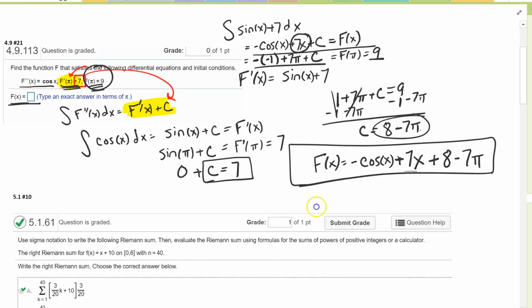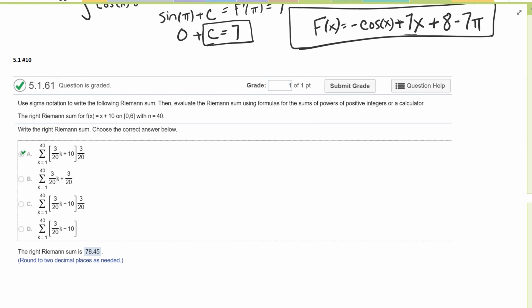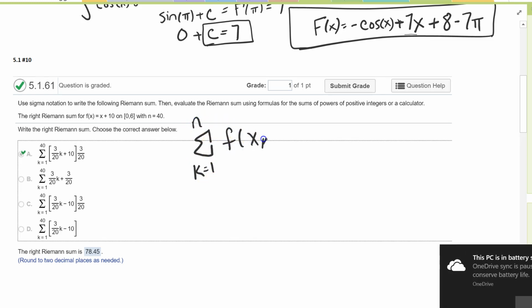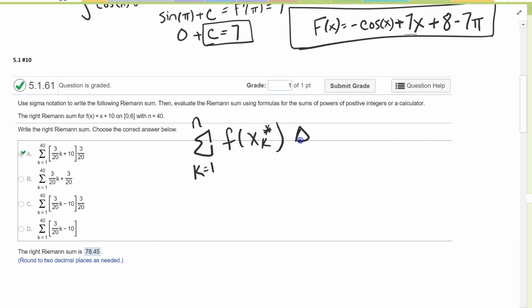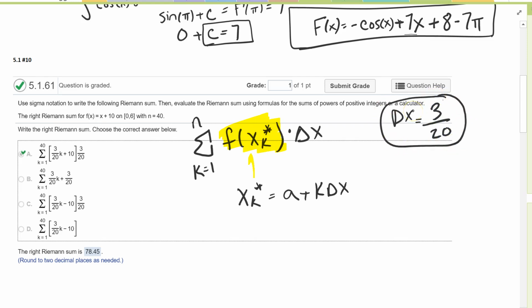Here, we use the sigma notation. So if you recall, the sum as k goes from 1 to n of f of xk star, depending on if it's a right hand, left hand, or midpoint, times this delta x. So f of xk star also has the delta x in there. So if you recall, xk star equals a plus k delta x. And the delta x was calculated as, in this case, 3 over 20, right? So if we plug in, a would be 0.